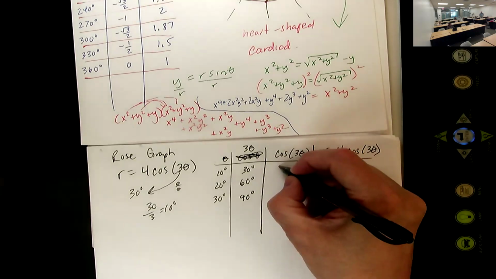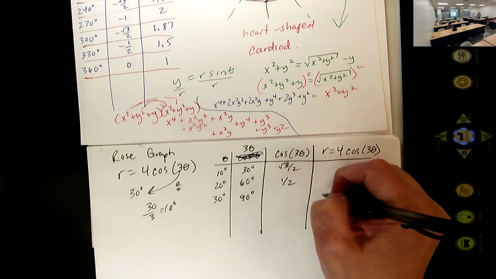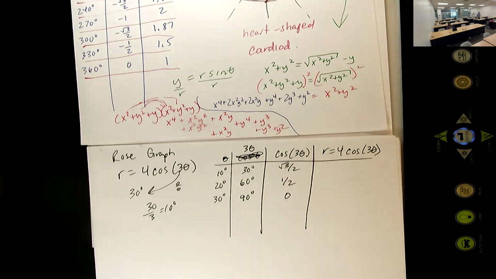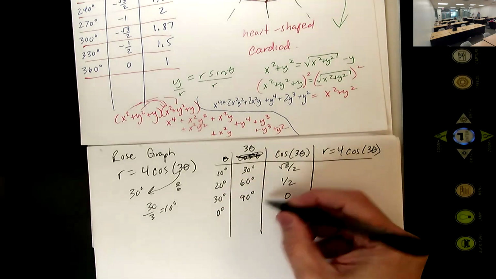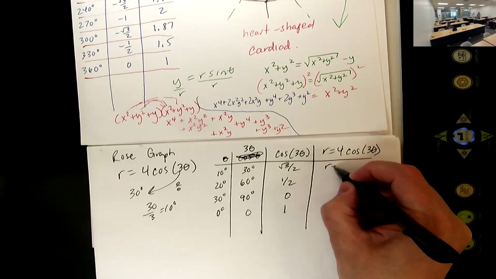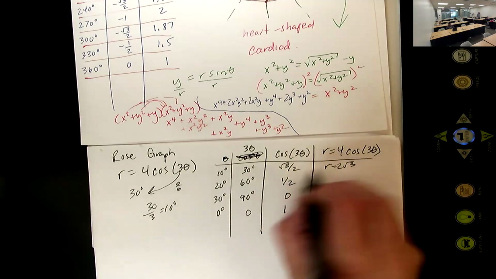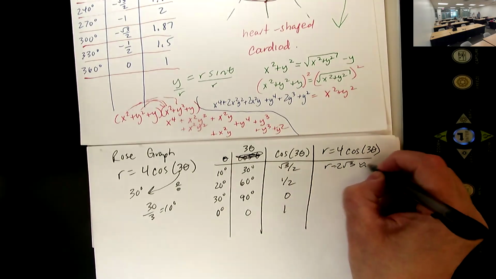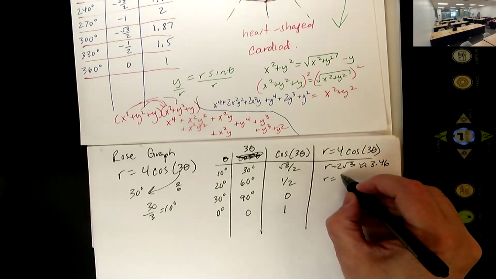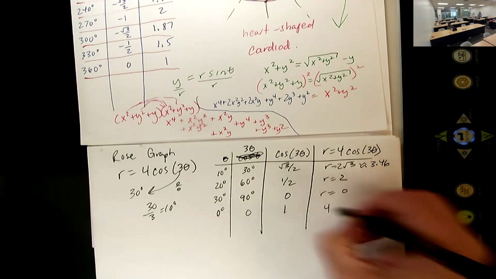Cosine 30 is the square root of 3 over 2. Cosine 60 is 1/2. And cosine 90 is 0. Maybe I should have the 0 degrees in there. And so when I do r, 4 times that is 2 root 3, that's about 3.46. I do r here, 4 times 1/2 is 2. I get a 0 here and that's a 4.